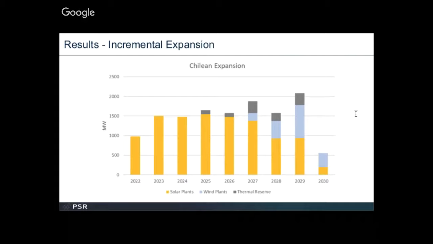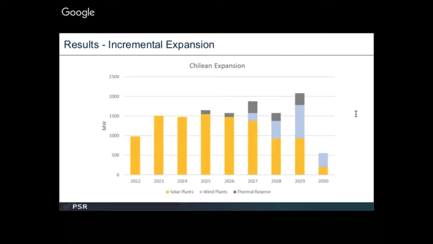This is the incremental expansion decision in Chile. As you can see, in yellow is the solar plants decision. You can see that the solar plants are penetrating a lot there, mostly because of the Atacama Desert. So solar plants are in fashion here, and after 2027, the wind plants begin to enter.